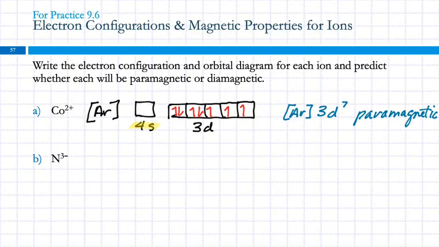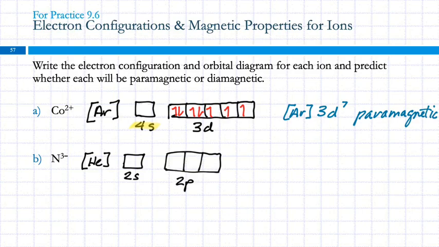Let's do nitrogen. It's not much of a shortcut, but helium, and then we've got 2s and 2p. And let's do the atom first. So using the periodic table, we can see there's 2 electrons over here, and then there's 1, 2, 3 electrons over here.